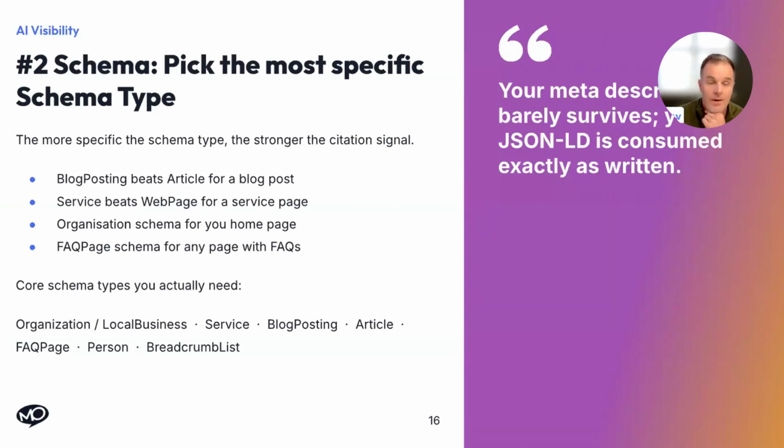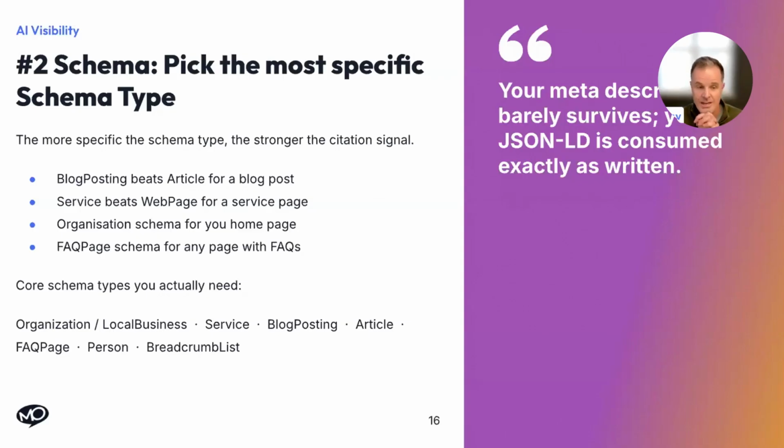There are things called schema types, and I'm sure a lot of you on the call know about them, some don't. Each type of page on your website needs a schema type, and it's very specific. There are also some ambiguities on this. So blog posting beats article for a blog post. But technically, you could use article, but it's technically correct to use blog posting. Your service pages must have service, not web page. Your organizational schema goes on your home page. I'll show you an example of that. And every page that has FAQs needs FAQ page schema.